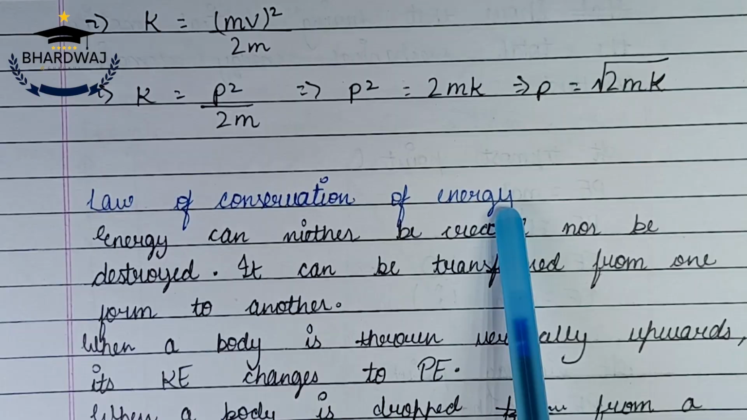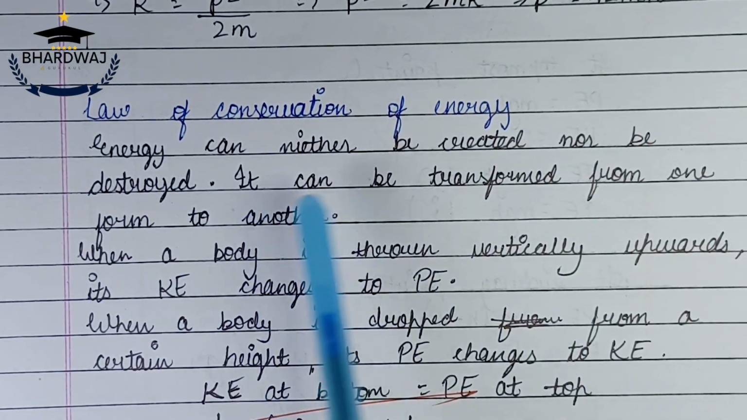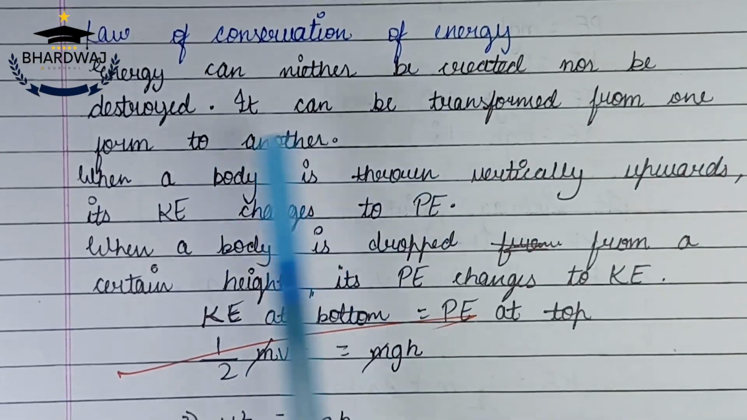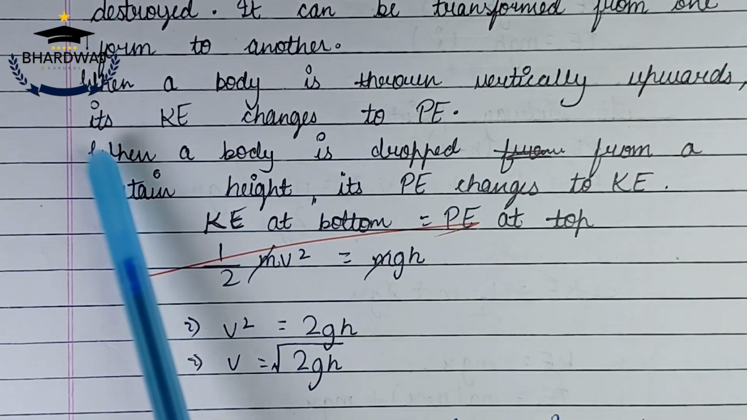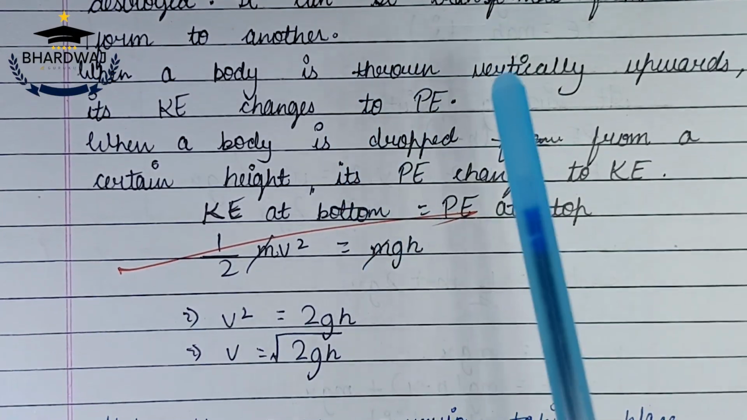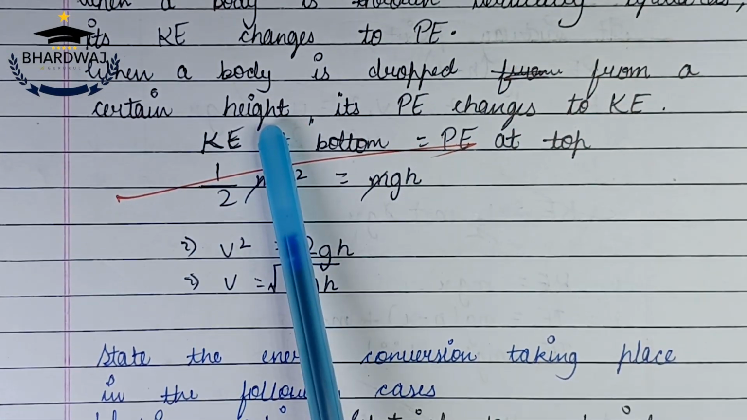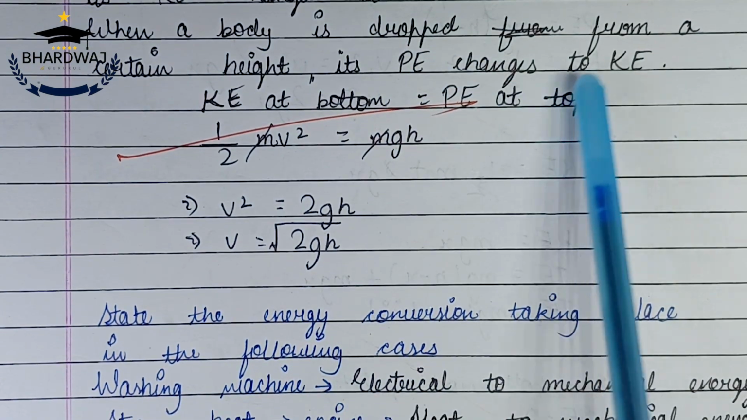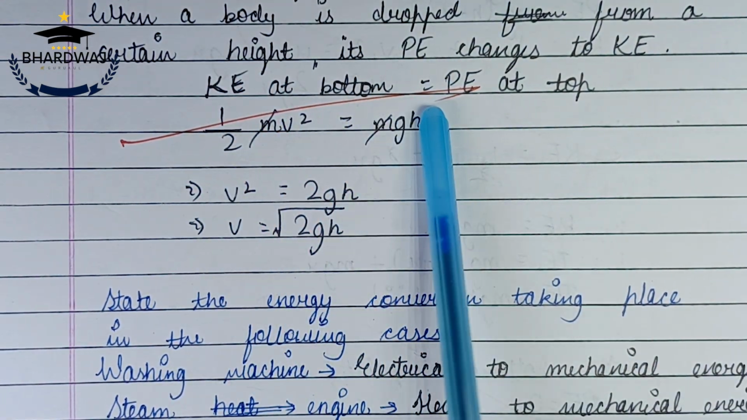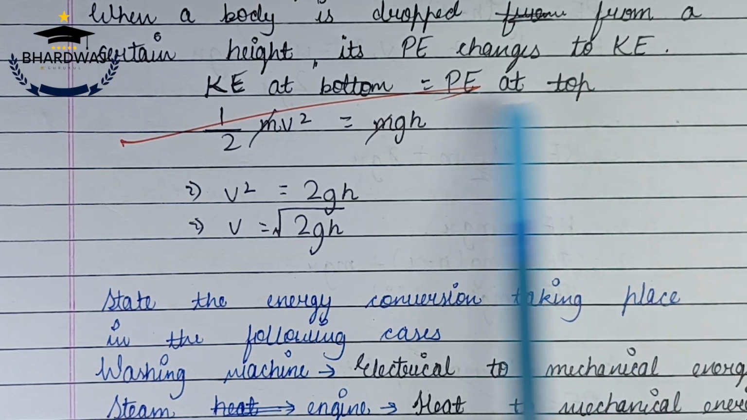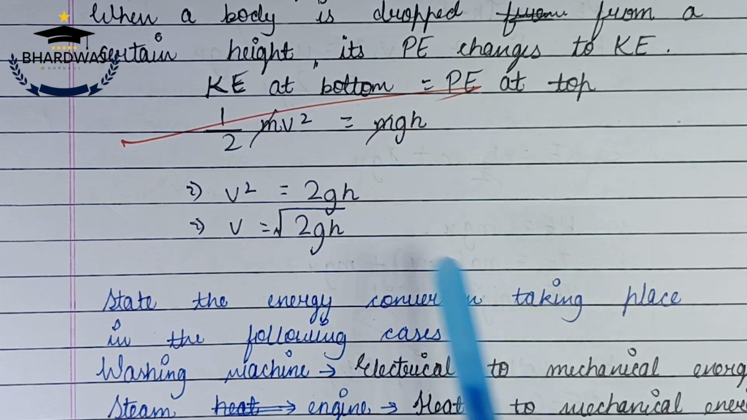Law of conservation of energy. Energy can neither be created nor be destroyed. Only it can be transformed from one body to another. When a body is thrown vertically upwards, its kinetic energy changes to potential energy, and when a body is dropped from a certain height, its potential energy changes to kinetic energy. So kinetic energy at bottom equals potential energy at top. So v square equals 2gh, so v equals under root 2gh.